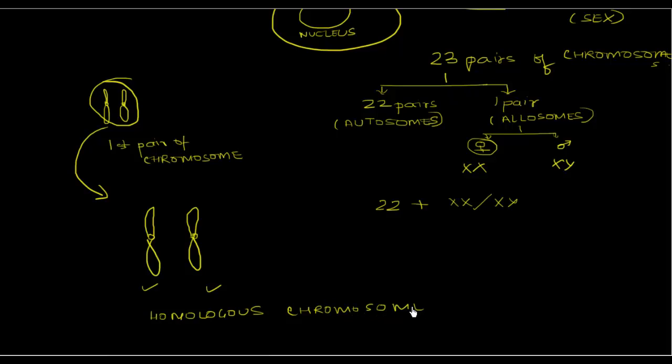Now there's a very important meaning with reference to these homologous chromosomes. Homo means same, and logos refers to the structure for the chromosome. So these two chromosomes which belong to a pair, they completely resemble each other with reference to their structure and their functions.